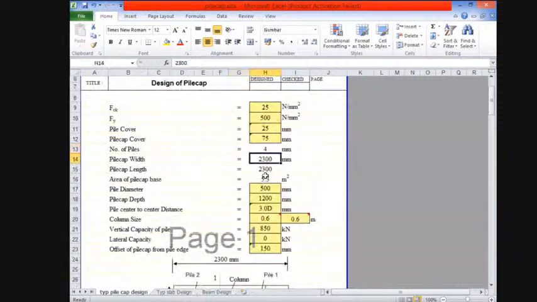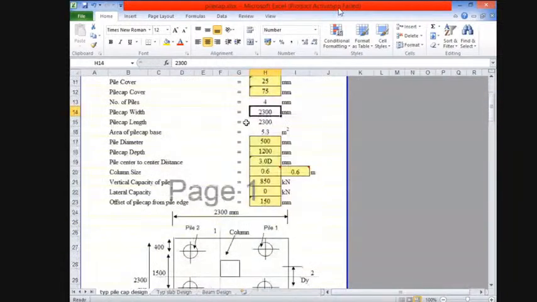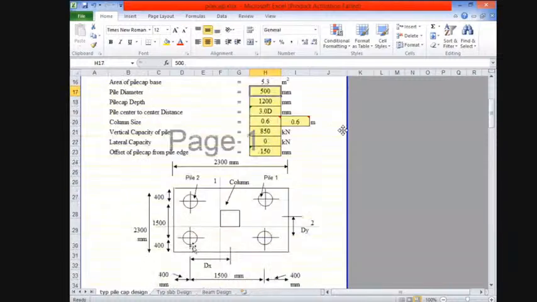Then pile cap width. As I told you earlier, you have to check. Pile diameter is 500 mm. The minimum distance should be 3D. So 3 times 500, 1500 mm is coming. So the center of this pile to this pile is 1.5 meters.